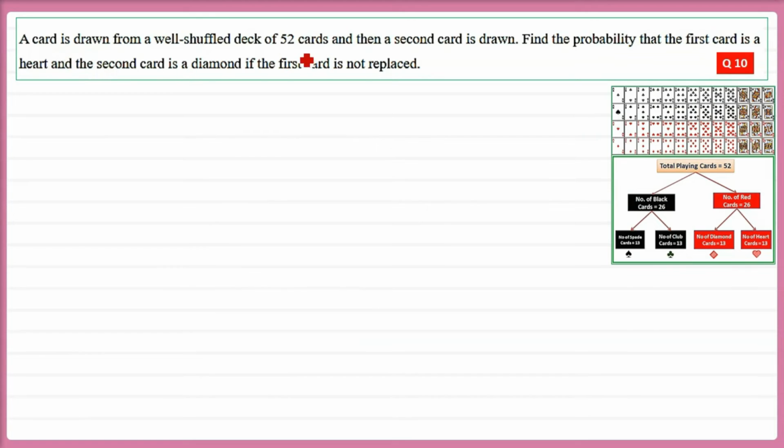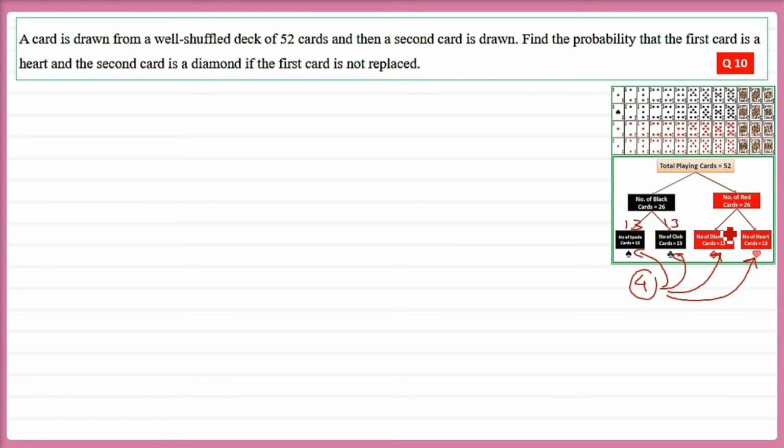A card is drawn from a well shuffled deck of 52 cards and then a second card is drawn. Find the probability that the first card is a heart and the second card is a diamond if the first card is not replaced. So in all, in 52 cards, we have 4 suits: spade, club, diamond and heart.